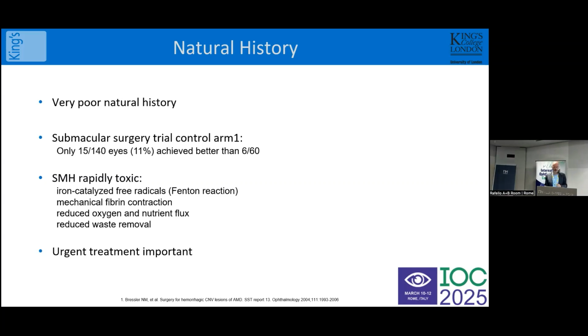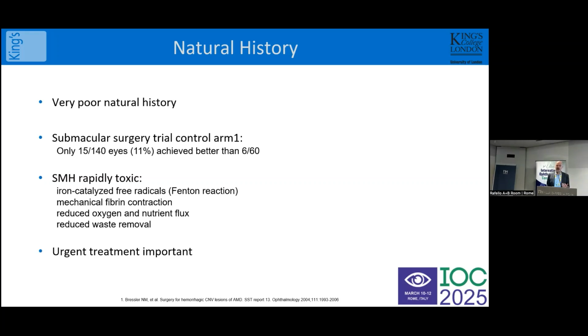So sadly, probably the best natural history study comes from the control arm of the submacular surgery trial. A decent number of patients, 140 patients in a quality clinical trial, and only 11% achieved 6/60 or better. So if you do nothing, these patients do really, really badly. The question then is, why is that? Why do these patients do so badly? Well, there's probably a number of reasons for that.